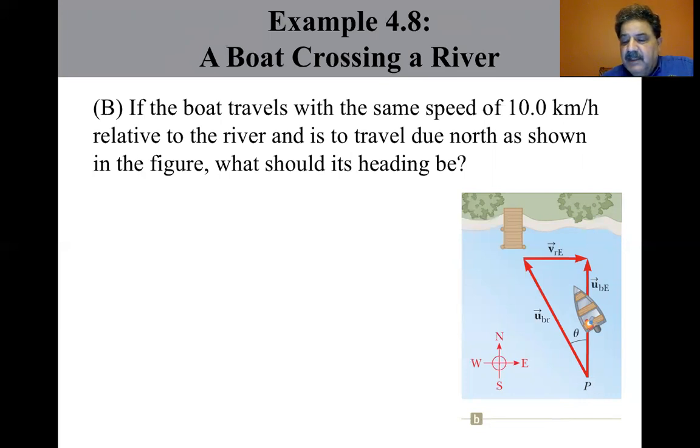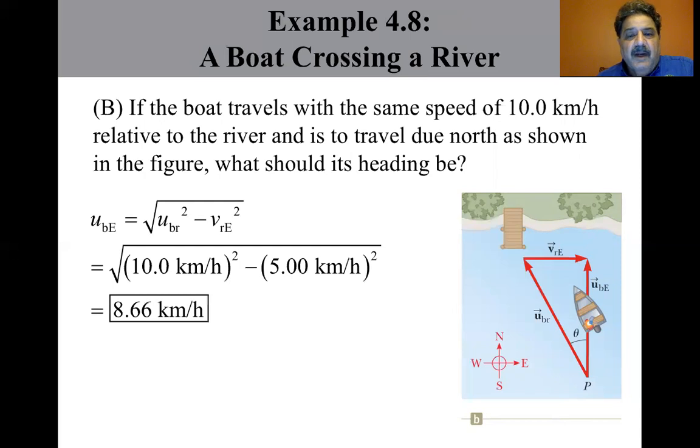Let's analyze this. The analysis now involves the new triangle shown in the figure. As in part A, we know VRE and the magnitude of the vector UBR, and we want UBE to be directed across the river. Notice that the hypotenuse is no longer UBE. UBE is now the adjacent side to theta. We use the Pythagorean theorem to find UBE.